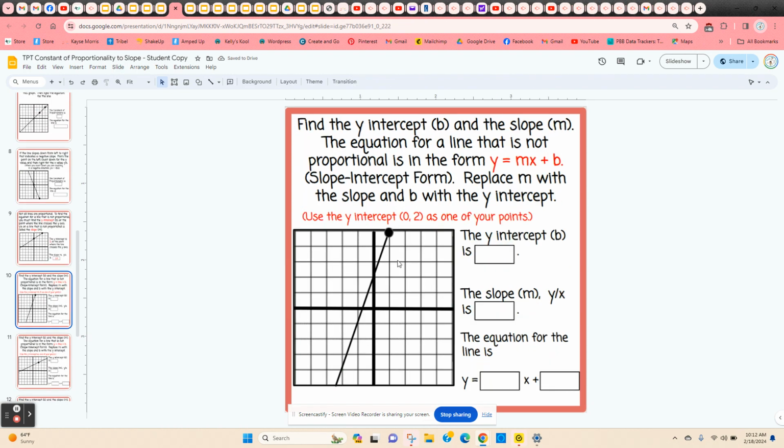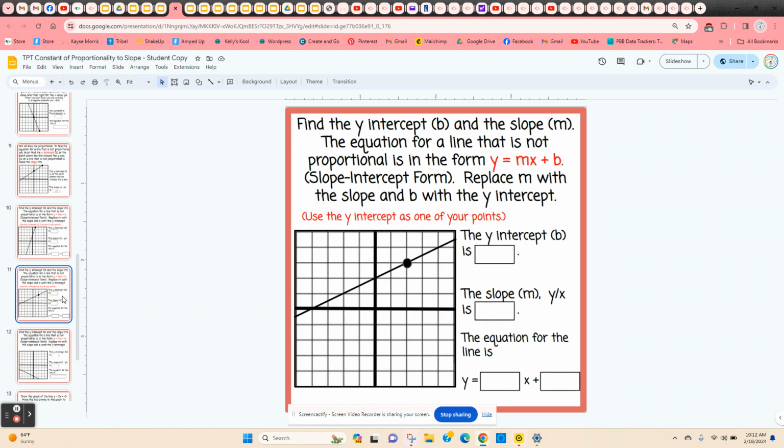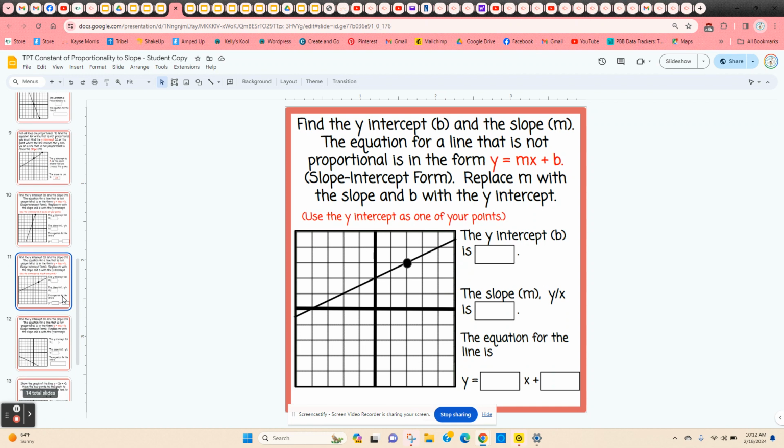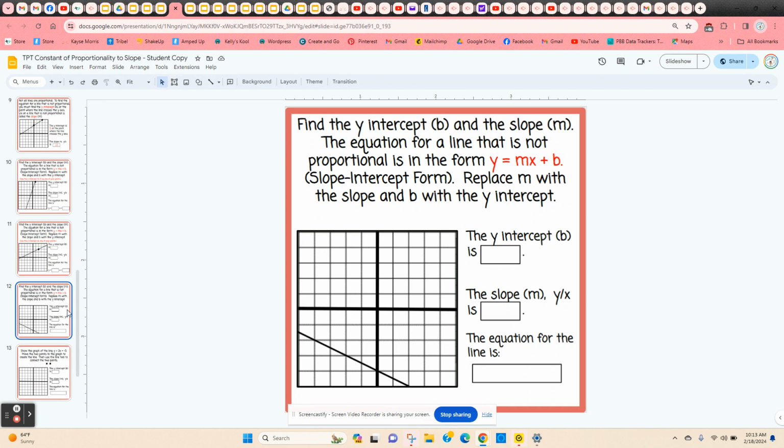On the next slide, again, they're going to find the y-intercept. They're going to type it in, the slope, and then the equation for the line, y equals mx plus b. The slope would go in the m place, m is the slope, and b would be the y-intercept. So they've got several graphs to practice. Find the y-intercept, find the slope, and then type the equation for the line. And here they have a negative slope.